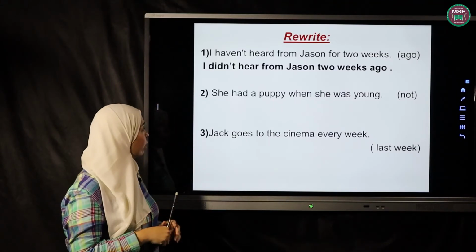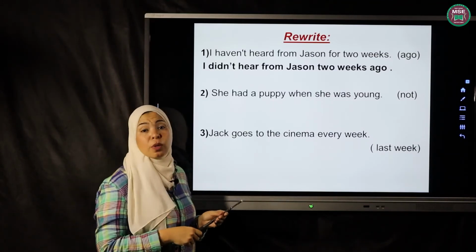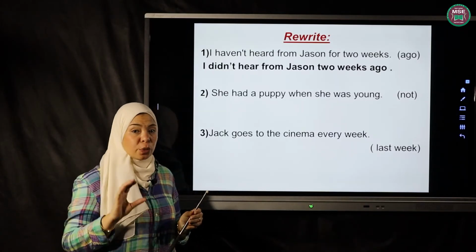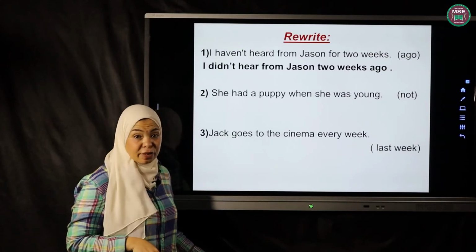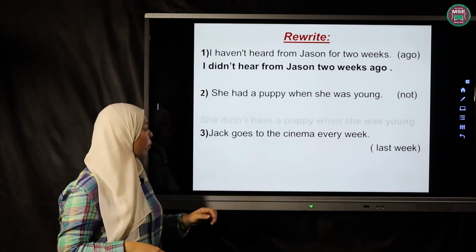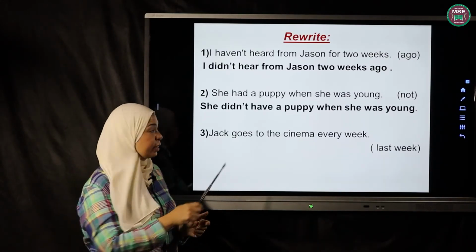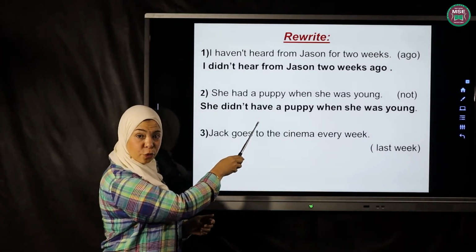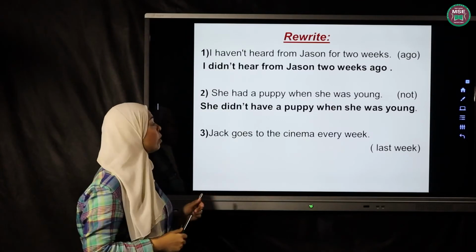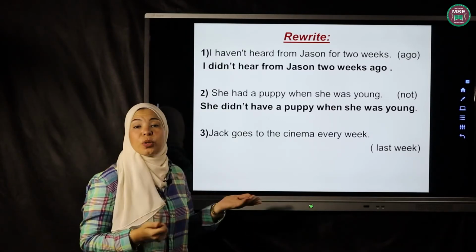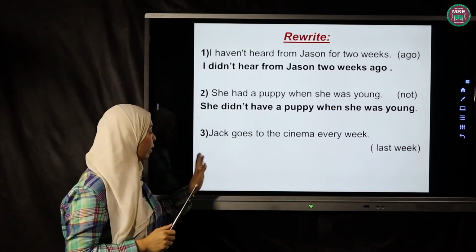Okay? The second one. She had a puppy when she was young. Rewrite using not. It's negative form. She didn't plus the infinitive form of the verb have. Instead of had, it will be have. So she didn't have a puppy when she was young. She didn't have it.